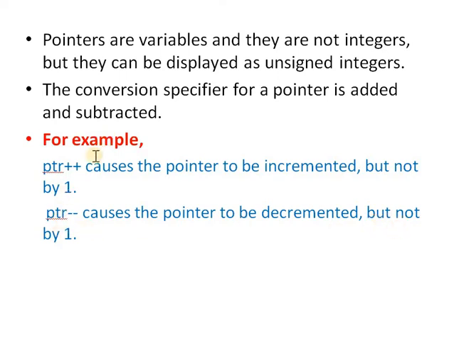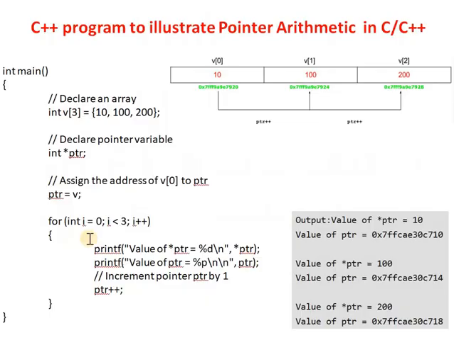Here the increment and decrement operator examples are given. In ptr++, the pointer is incremented, but it is not incremented by 1. And in ptr--, it also decrements the pointer, but not by 1. How is it possible? Let's see one example, so you will get a clear idea about pointer arithmetic.